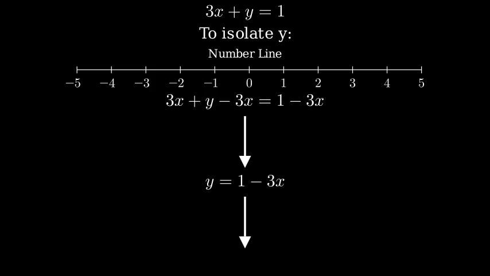Let's visualize what this means on our number line. If x is 0, y would equal 1. If x is 1, y would equal negative 2. If x is negative 1, y would equal 4.